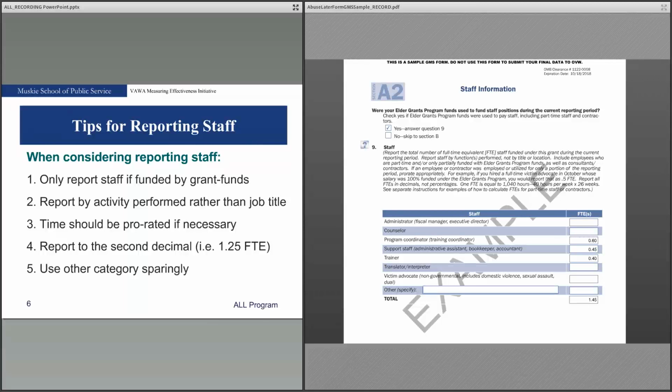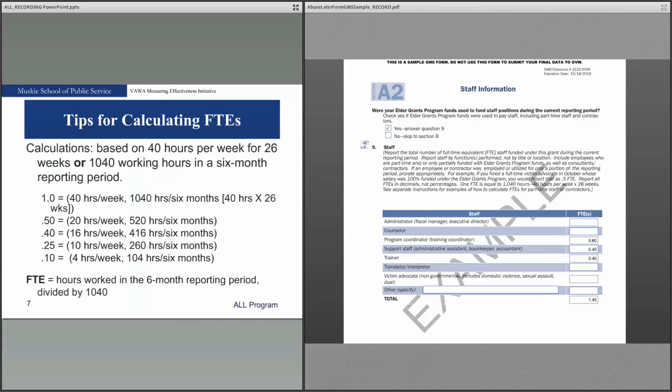Finally, report to the second decimal, i.e. 1.25 FTEs. Now, we will get into what FTEs signify and how to calculate them. The FTE calculation is based on 40 hours per week for 26 weeks, or 1,040 working hours in a 6-month reporting period baseline. That is, 1.0 FTEs is equivalent to a person's time of 40 hours a week worked throughout the whole reporting period, or a total of 1,040 hours worked over a period of 6 months.